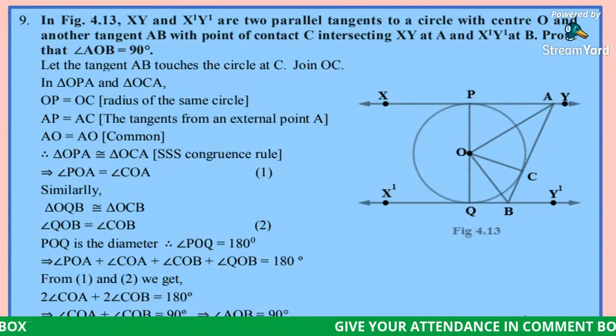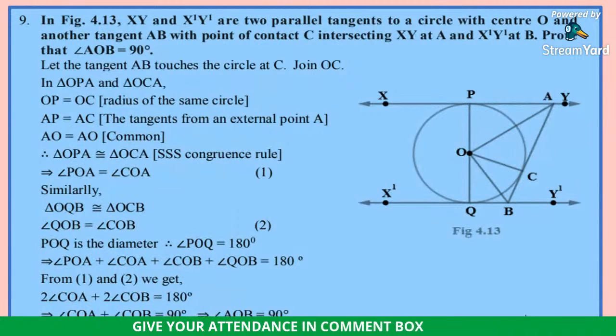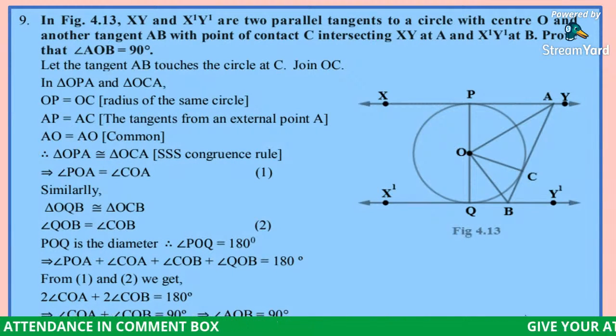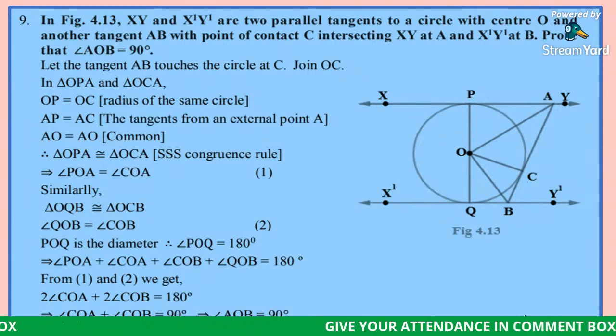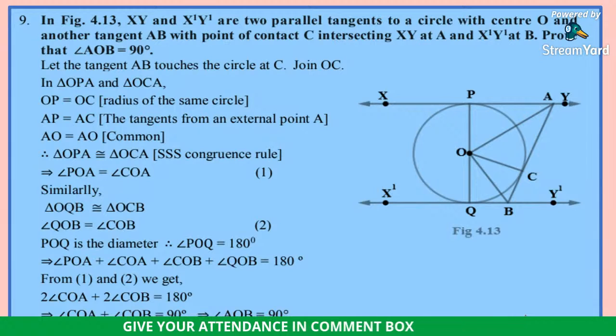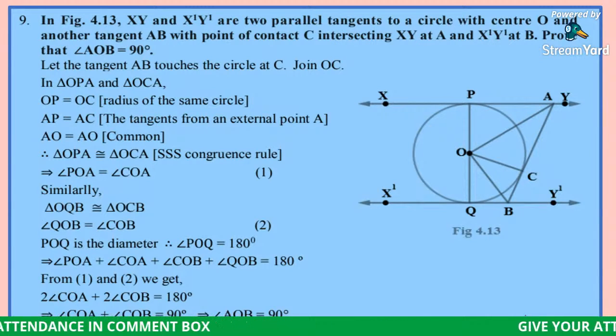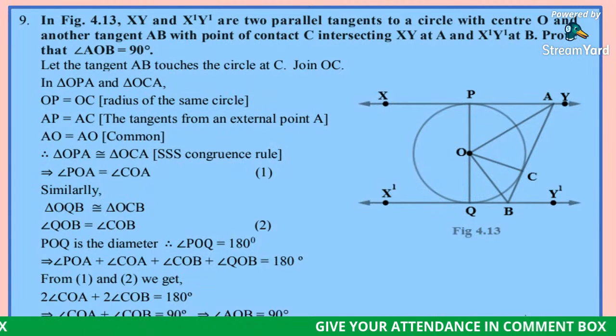Here in the figure they have given XY and X dash Y dash as two parallel tangents to a circle with center O, and another tangent AB with point of contact C intersecting XY at A and X dash Y dash at B. Prove that angle AOB is equal to 90 degrees. This is your question. We have to prove here angle AOB.